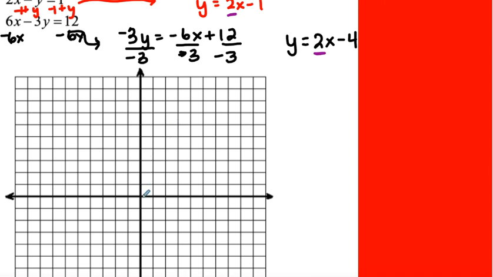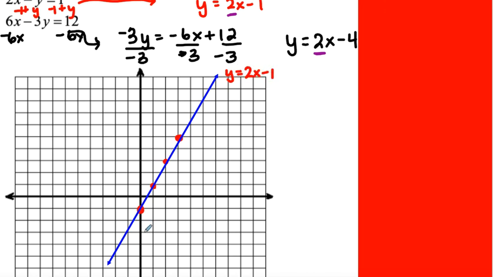I'm going to plot them though, and I'm going to draw them. So here's my 2x minus 1. There's my negative 1. Here, I'll do that one in red. And I'm going to go up 2 over 1, up 2 over 1, up 2 over 1. And I'm going to draw a line. I'm going to do my best to draw my line. And then I'm going to label my line carefully, y equals 2x minus 1.